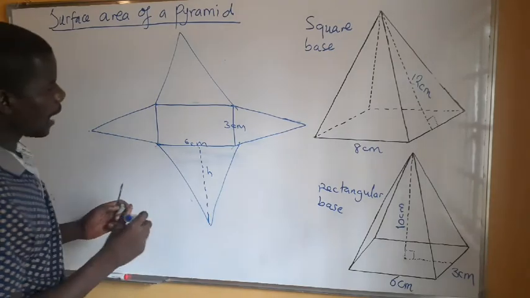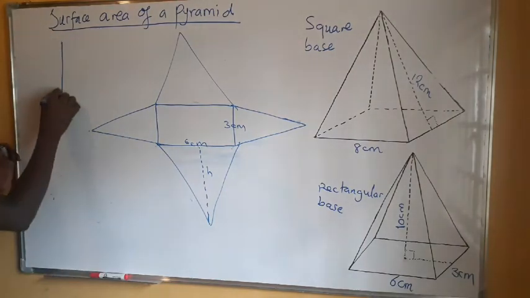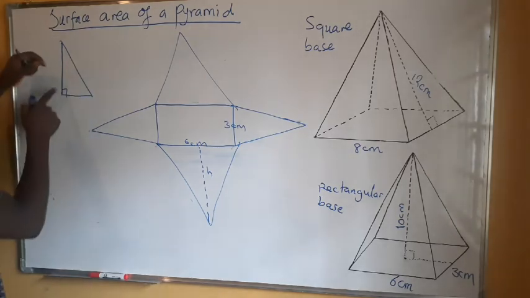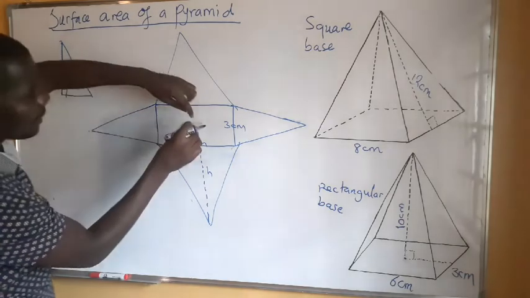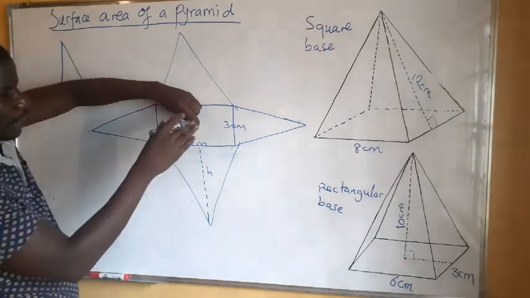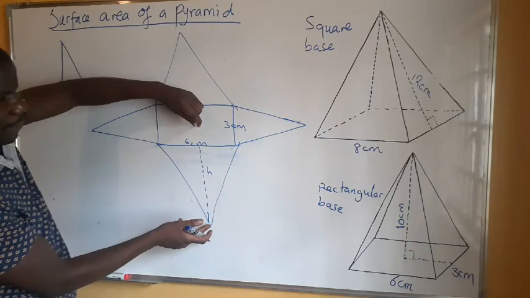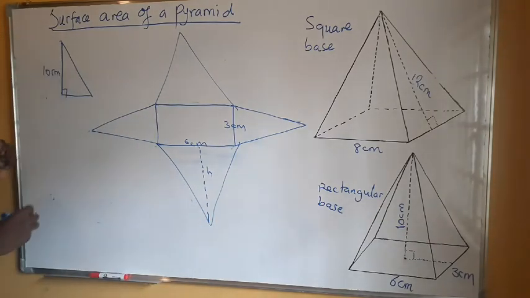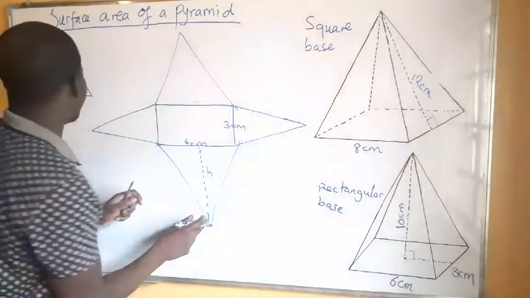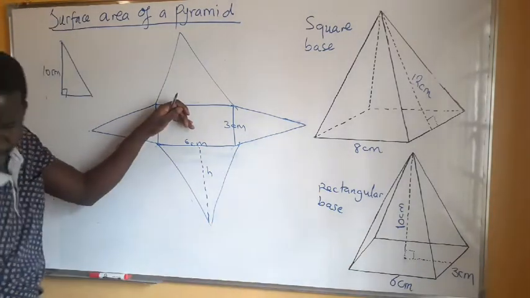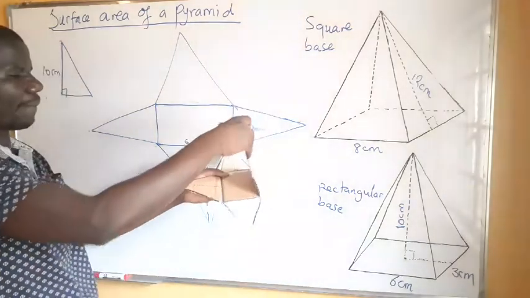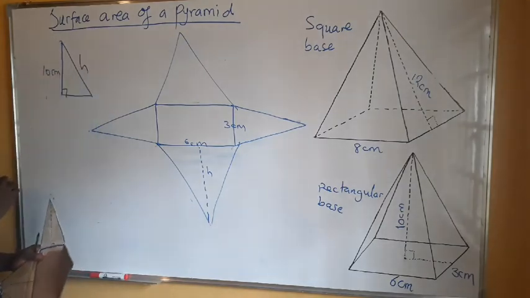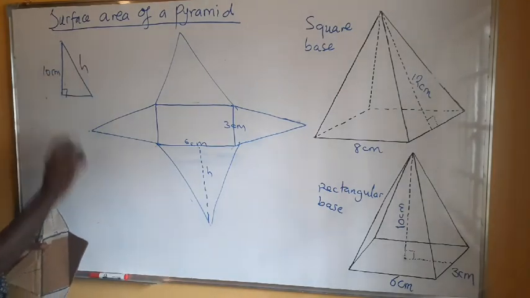So what I'm going to do now is have a right angle triangle. This perpendicular height is the one that we are given at the center here, where it meets with this one. So what is this one? This one is given as 10. It's given in the question. Then H, where is H here? H is the slanting height here. H is this part that is slanting. So H is this one. That is our slanting height.